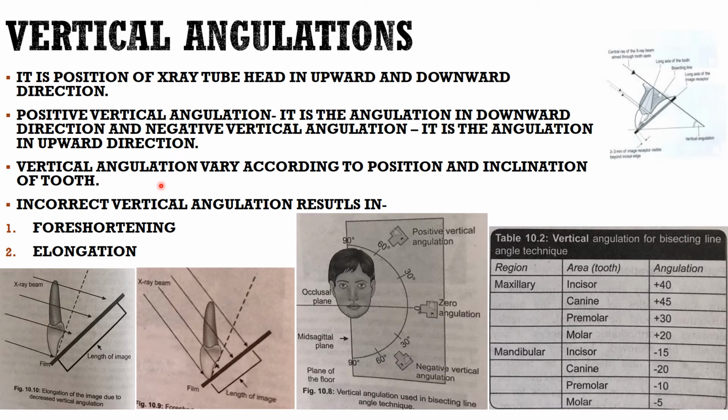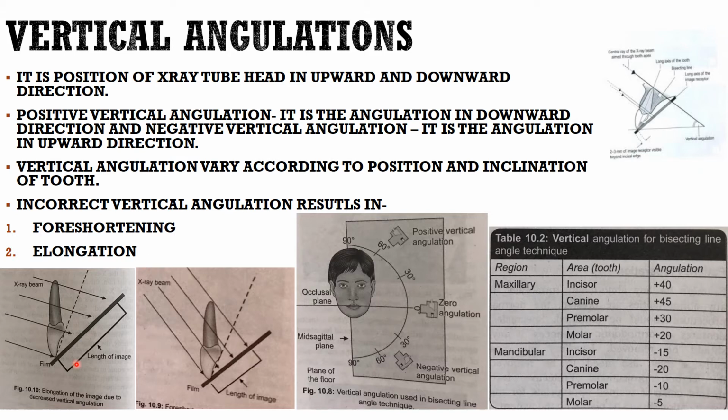In children, it is because of the less height of the alveolar process, and in the edentulous, it is because of the resorption of the alveolar process. So there are errors if you're not taking the radiograph with proper vertical angulation. Incorrect vertical angulation can result in foreshortening and elongation. Foreshortening is in the case of increased vertical angulation, shortening of the image occurs.